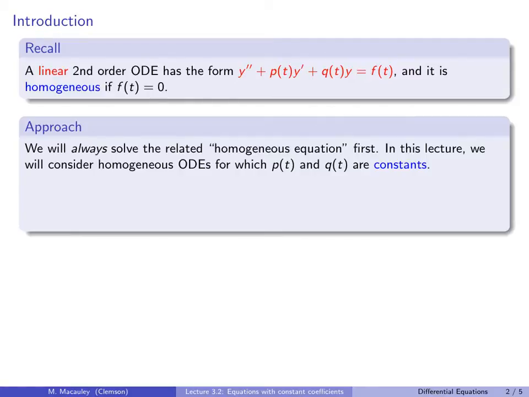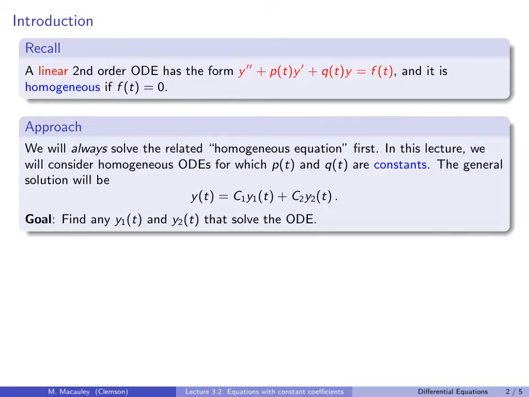Like, recall the mass spring systems. There we had mu was the constant here and k was the constant here. So in a lot of ODEs that come up, these things are constants to begin with. For these equations, there will be a two-parameter family general solution, something like this, c1y1 plus c2y2. So the goal, knowing that there is a two-parameter family of solutions always, is to find a y1 and a y2 that solve the ODE, and then we know that we're done.